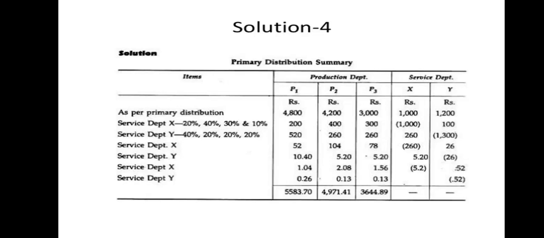So 20 plus 40, 60%, 60 plus 30, 90%, 90 plus 10, 100%. Got it? Next, service department Y: production department 1 40%, production department 2 20%, production department 3 20% and service department X 20%. So 40 plus 20, 60%, 60 plus 20, 80%, 80 plus 20, 100%. This was the problem given to us. Now we need to do the solution.